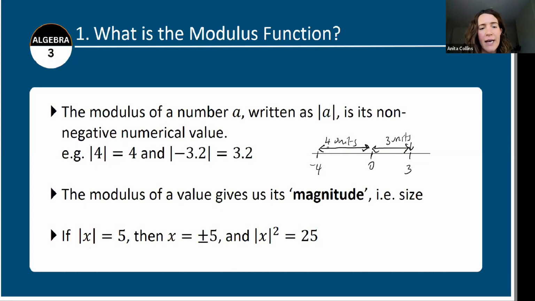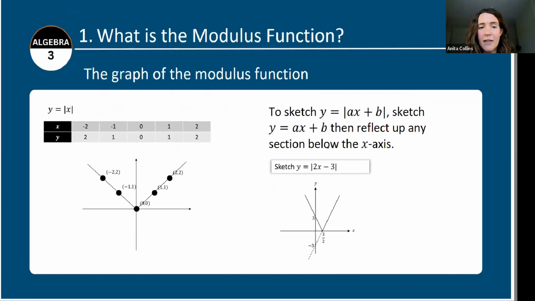So if mod x is equal to 5, then x might have been 5, or it actually might have been negative 5. And then when the modulus was put around it, we're saying its absolute value or its modulus is 5. But before it got modulused, that's not a real word, it could have been 5 or minus 5. But we definitely know that mod x squared is equal to 25 because mod x is positive 5. So positive 5 squared is 25. Let's have a look at the graph then of the modulus function.